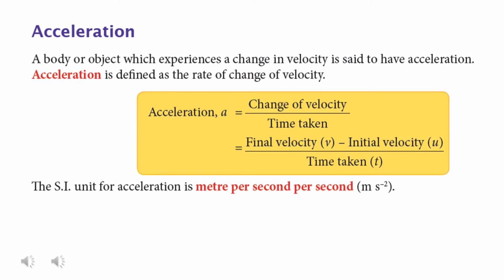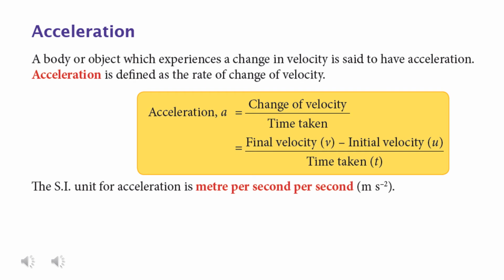Acceleration. What is acceleration? A body or object which experiences a change in velocity is said to have acceleration. Acceleration is defined as the rate of change of velocity. The formula is change of velocity divided by time taken. How is change of velocity calculated? Change of velocity is equal to final velocity minus initial velocity. Final means ending and initial means beginning.